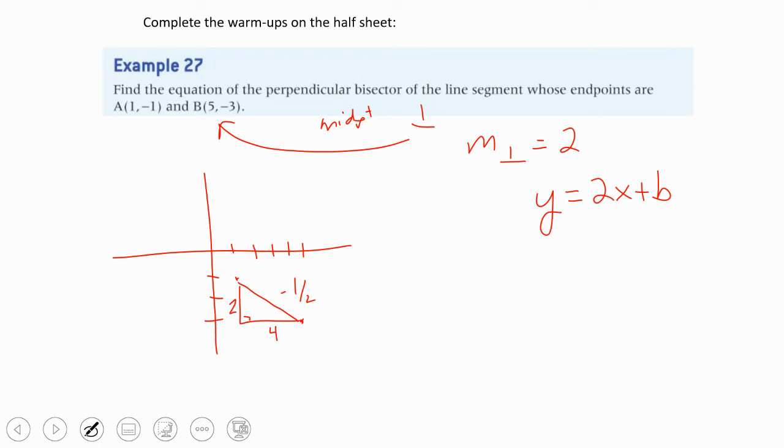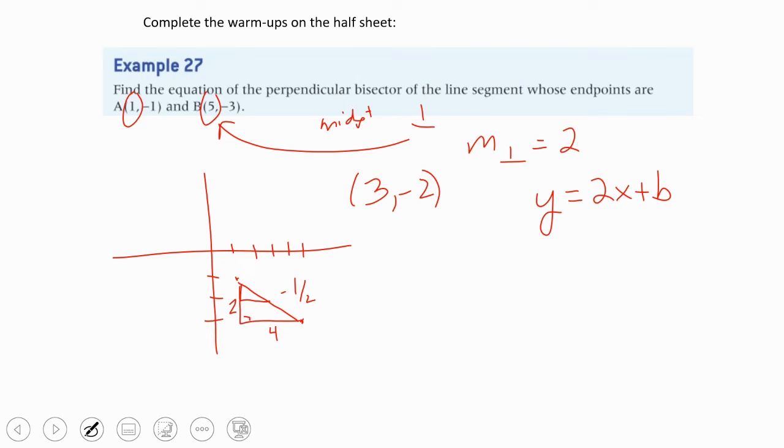And then I need to make sure I go through the midpoint. And again, you have graph paper. If you go down 2 over 4, you could also go down 1 and over 2, and that would get you your midpoint. You can use the midpoint formula, or you can just know that the average of 1 and 5 is 3. That's what the midpoint formula is. The average of -1 and -3 is -2.